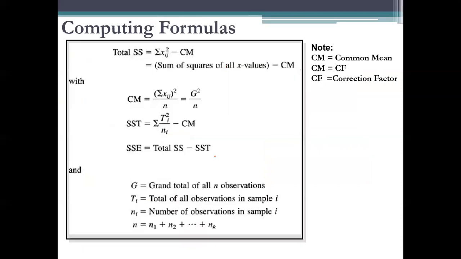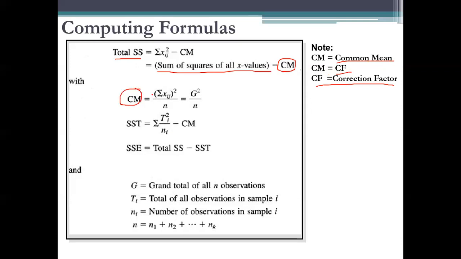So this is also how we are going to compute the formula. The total sum of squares is the sum of squares of all values minus CM. So what is CM? CM is the common mean. We are going to see examples of what is referred to as the common mean. CM, common mean, is also referred to as CF. So CF is known as the correction factor. And then we are going to get the value of CM.